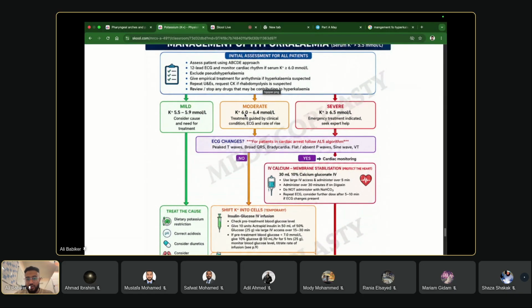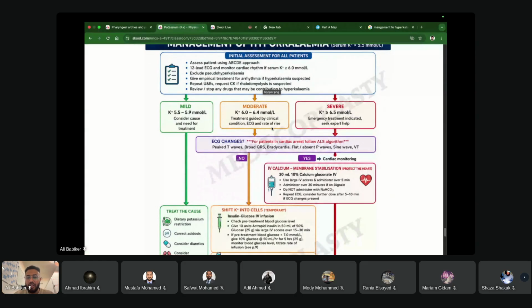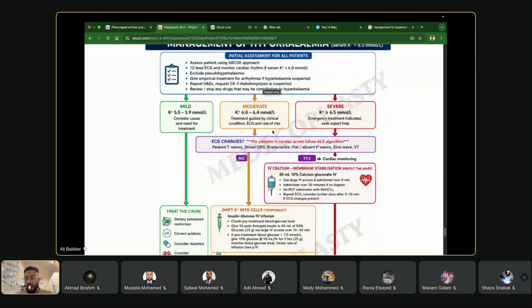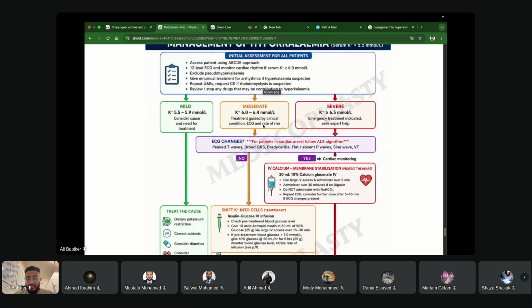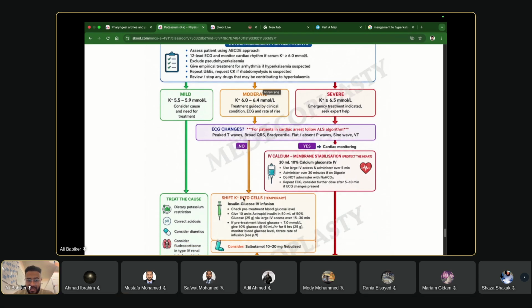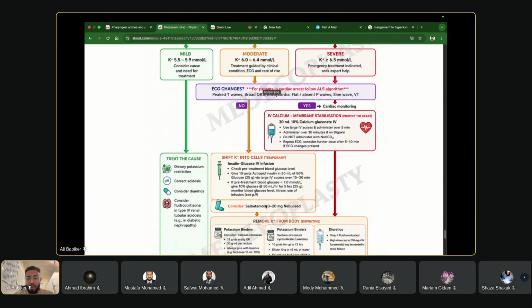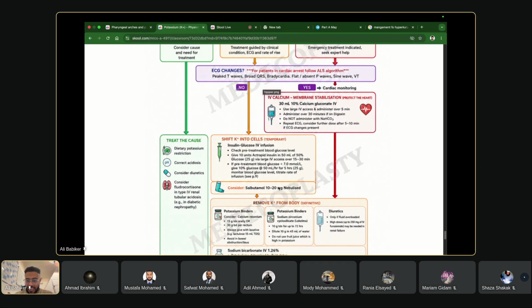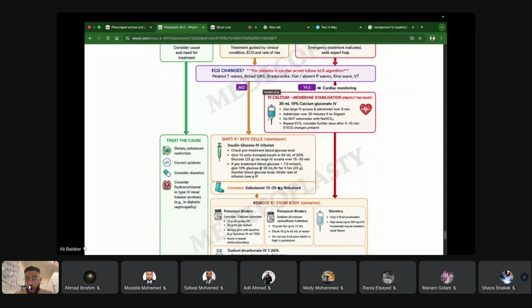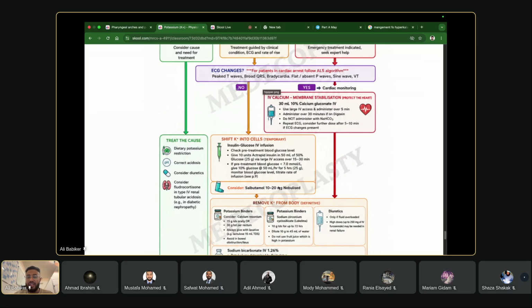If it's moderate, 6 to 6.4, treat guided by clinical condition, ECG and rate of rise, meaning the rate of the ECG changes. If ECG changes, immediately shift the potassium into the cell. How? By giving insulin glucose IV infusion. Consider salbutamol, which will also shift the potassium inside. All of this after you give the calcium gluconate.